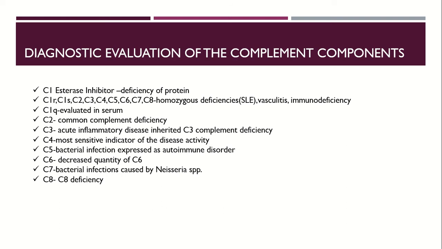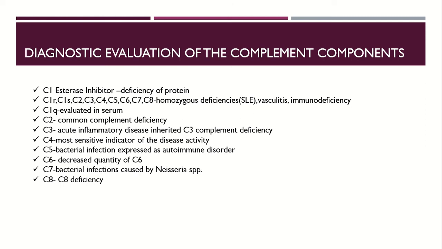So in correlation with the serological assays for complement, now let's proceed to the diagnostic evaluation of the complement components. The proteins can be demonstrated in tissue by appropriate immunopathologic staining procedures, as immunologic reactions occur on tissues. The following assessments for complement components can be used for diagnostic immunology. First one is C1 esterase inhibitor. A deficiency of this protein is characteristic of hereditary angioedema.